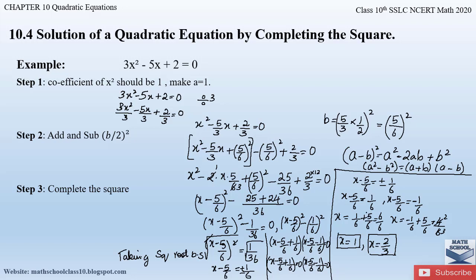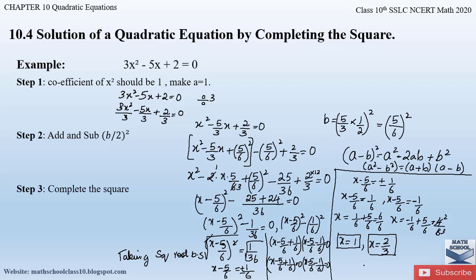So now we are going to get the same value here. Now if we transfer the 5 by 6 plus 1 by 6 to the right hand side, we are going to get x is equal to 1 and x is equal to 2 by 3. By using this identity, that is a square minus b square, we can eliminate these steps here and directly find the result for the x value. So this is the method to find the roots of a quadratic equation by completing the square. So let us see some examples from your textbook so that you will have a better understanding.